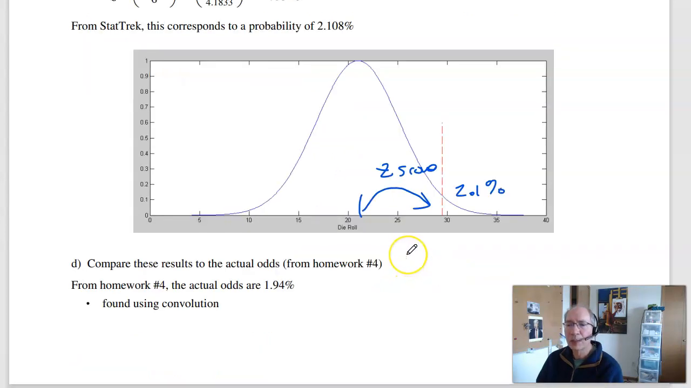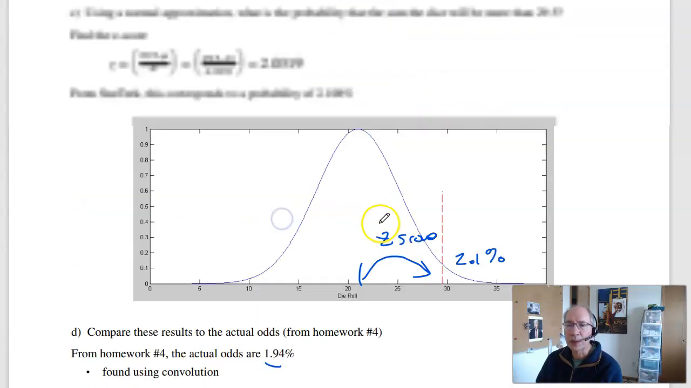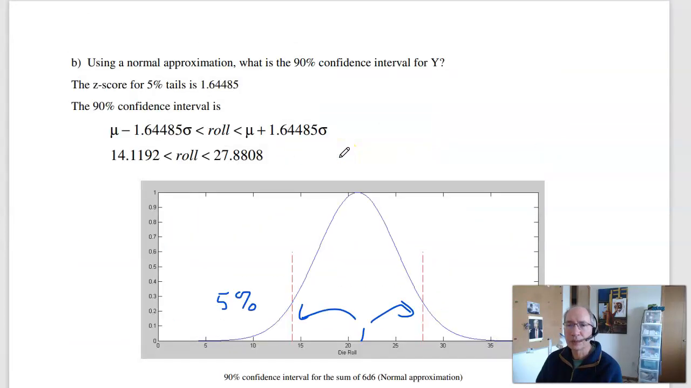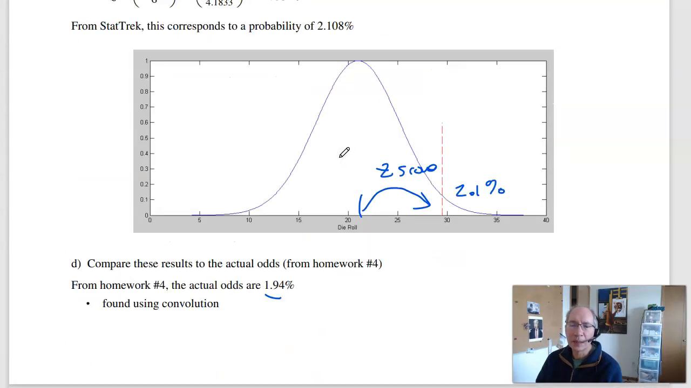And if we go back to homework set 4, where we used convolution, actual odds are 1.94% versus 2.1. Basically, it's the same answer. The nice thing about using a normal approximation is, with Monte Carlo, I had to roll the dice 100,000 times. For enumeration, it's 6 to the 6 times. Here, I didn't have to roll the dice at all.